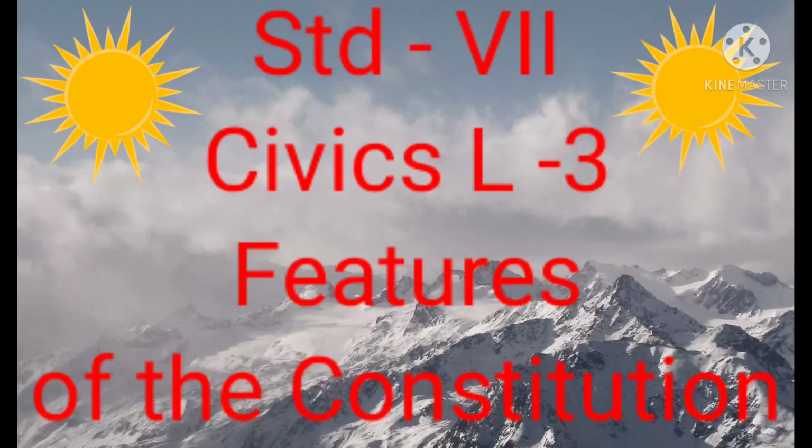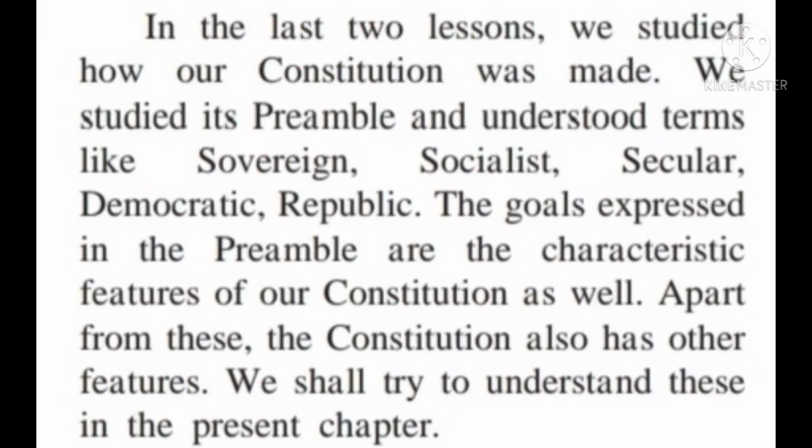Standard 7th Civics, Lesson 3: Features of the Constitution. In the last two lessons, we studied how our Constitution was made. We studied its preamble and understood terms like sovereign, socialist, secular, democratic, republic. The goals expressed in the preamble are the characteristic features of a constitution as well. Apart from these, the constitution also has other features. We shall try to understand these in the present chapter.